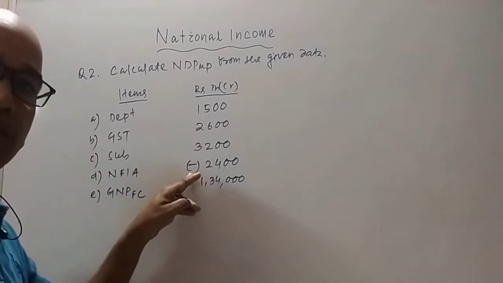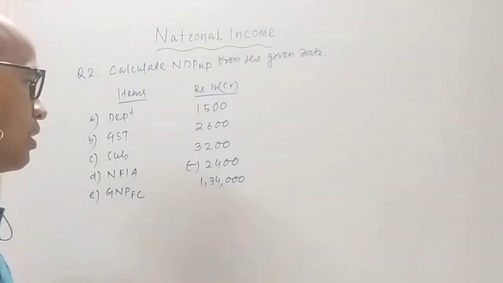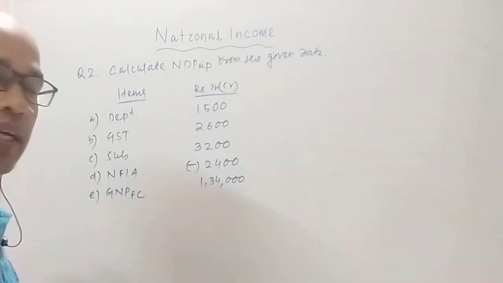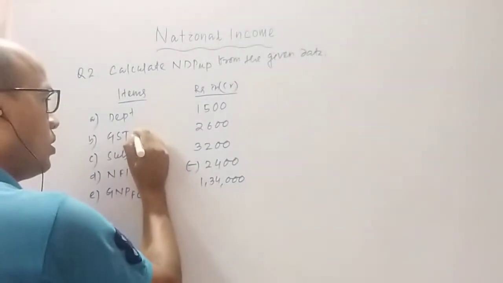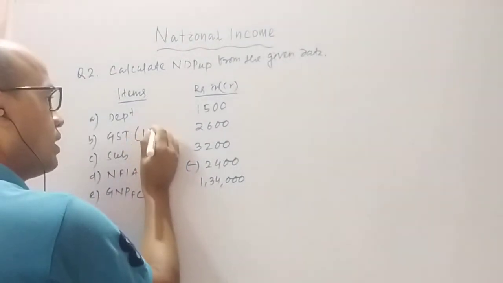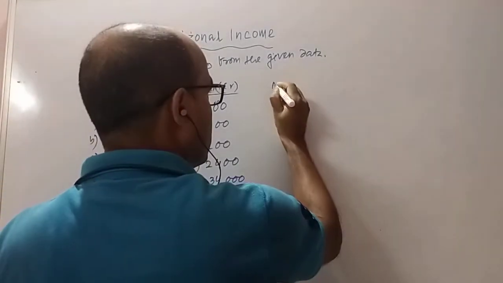Here you observe that your NFI is mentioned as minus, which shows that FIPA is less than FIPB, or we can say that FIPB is more than FIPA. And GST should not confuse you; GST is otherwise known as indirect tax. Okay, so come to our solution.